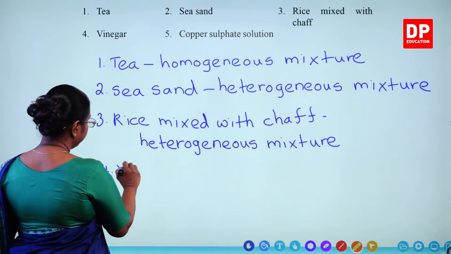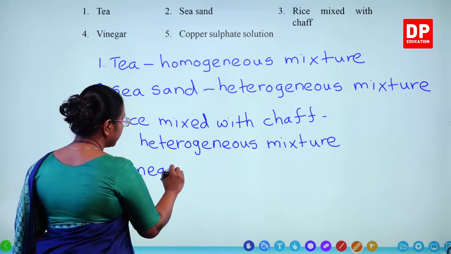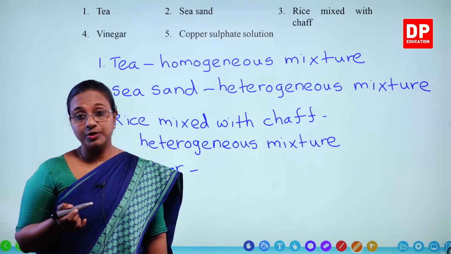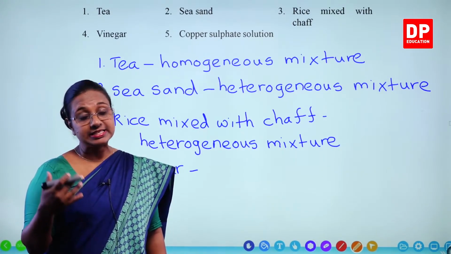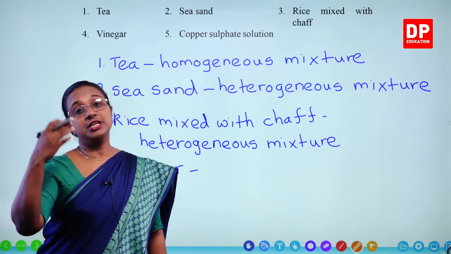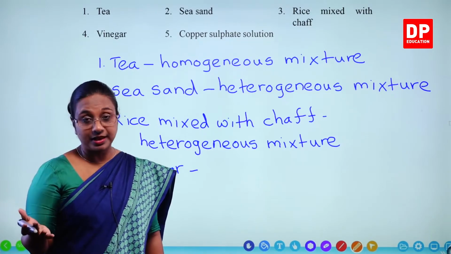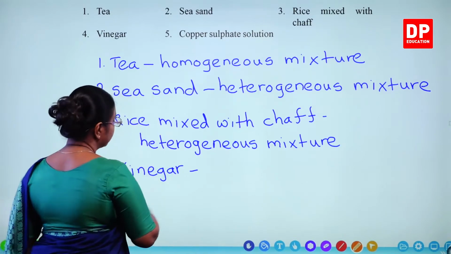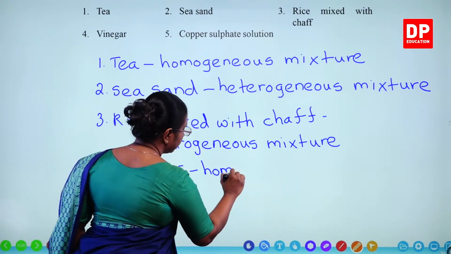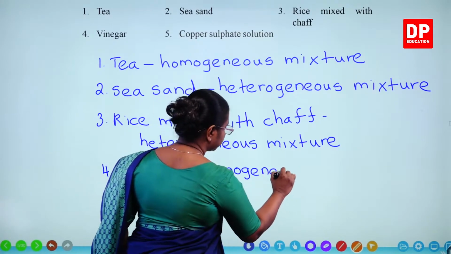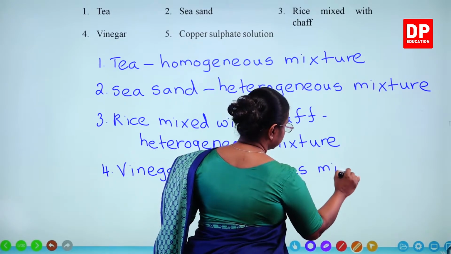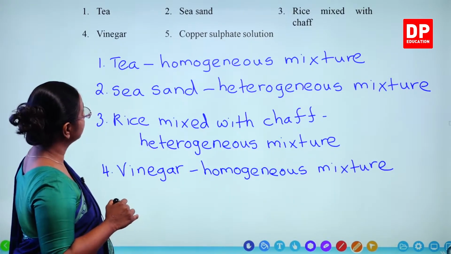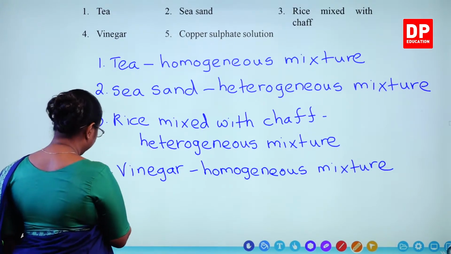Then we have the fourth one, vinegar. You all can remember, students, before also I told you all vinegar, there will be other components as well. So, because of that, it is a mixture. But there in the mixture, you cannot see any other components separately. And also, the composition is uniform throughout the mixture. So, that means this is going to be a homogeneous mixture. Homogeneous mixture.